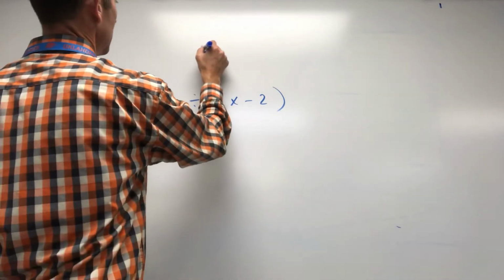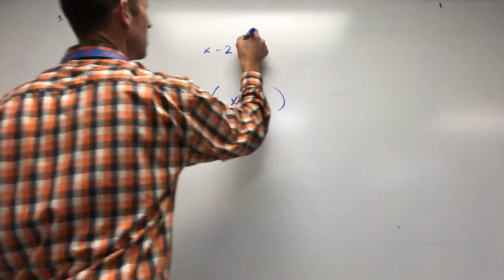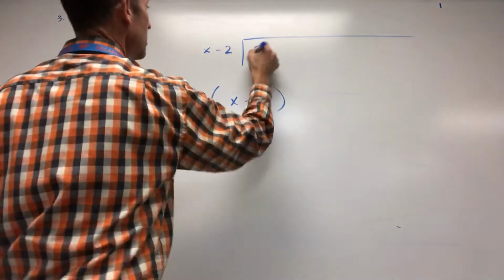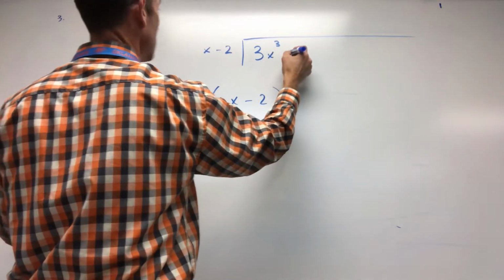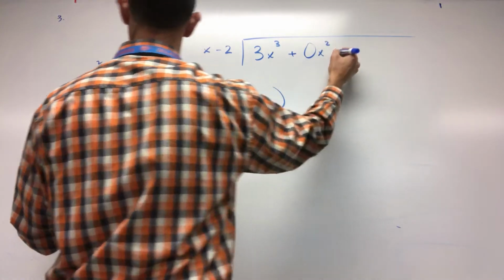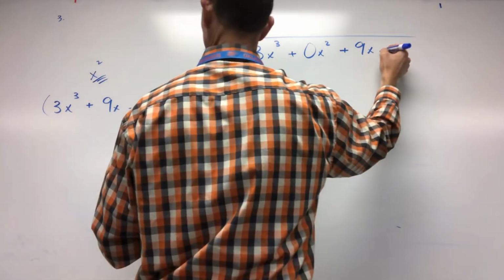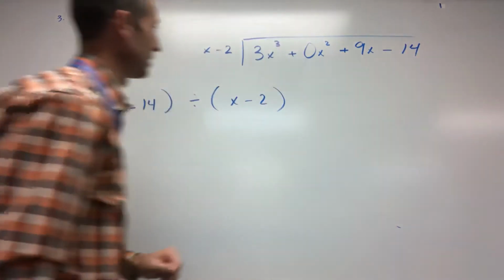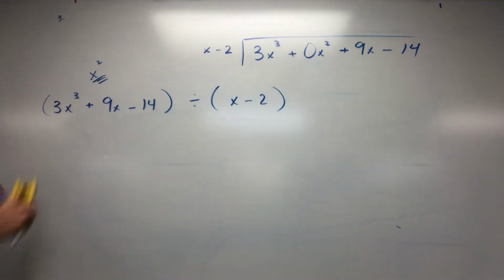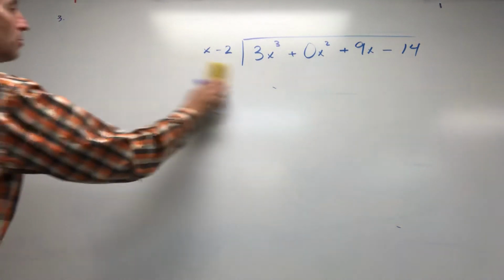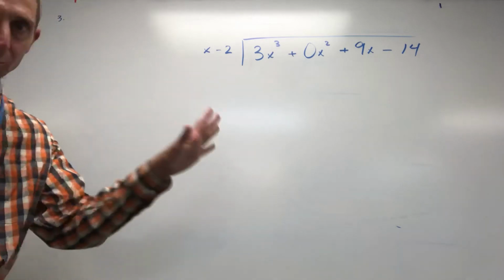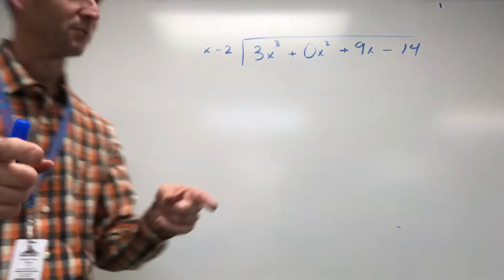Let's set it up. x minus 2, 3x cubed, 0x squared, plus 9x minus 14. All right. So make sure you scour the whole problem, find those gaps to fill.